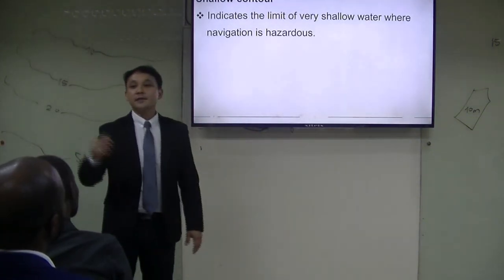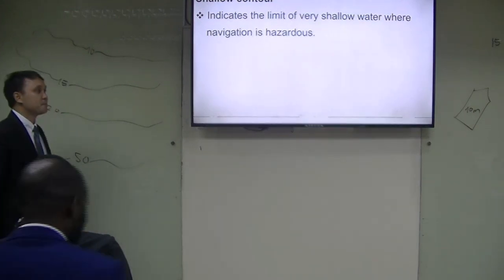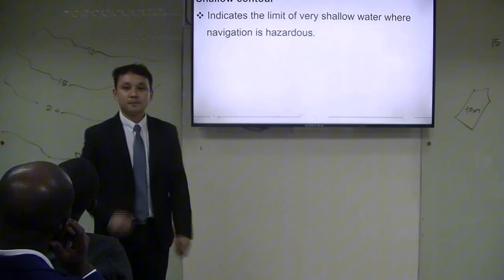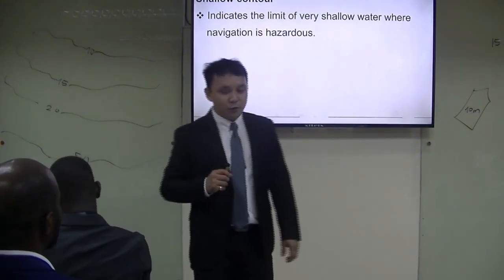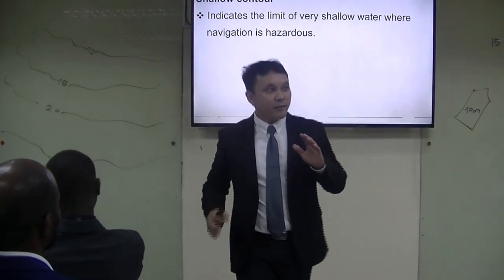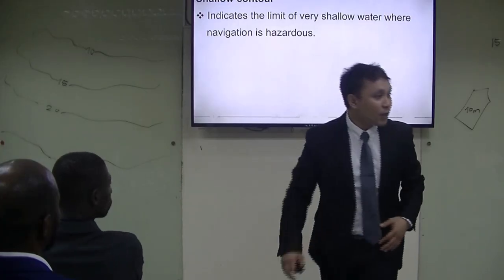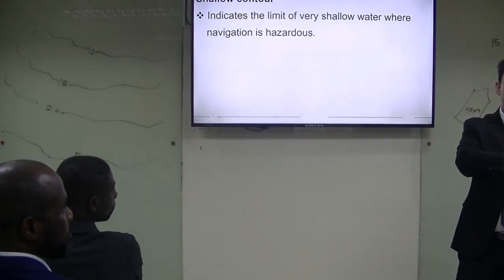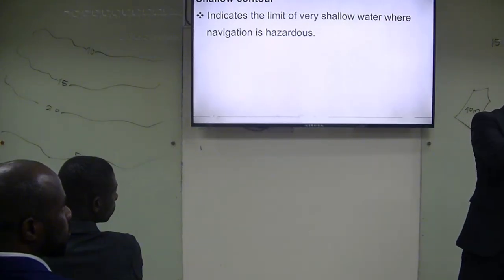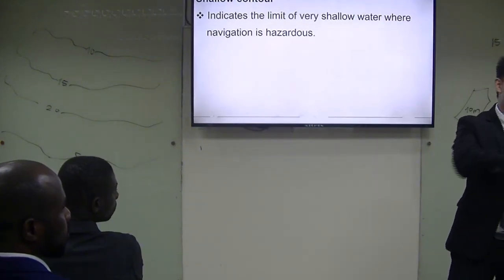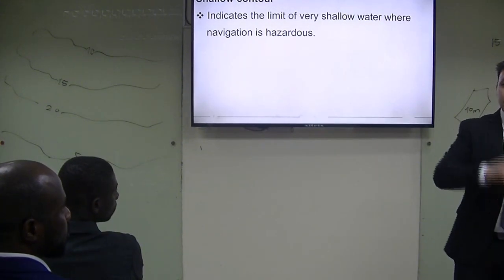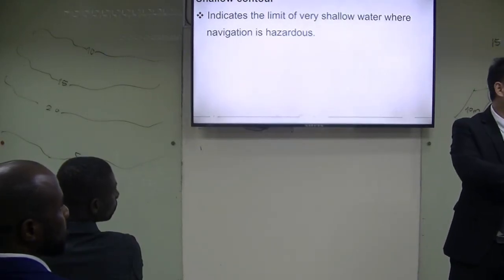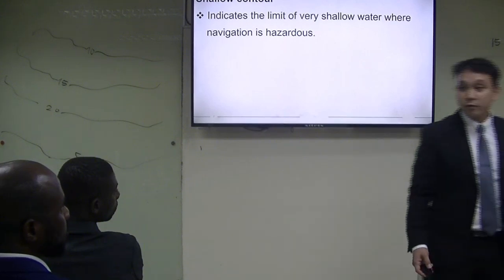Shallow contour. Sir Glenn, could you read? Shallow contour indicates the limit of very shallow water where navigation is hazardous. Okay, thank you very much. So a shallow contour is shallower than the safety contour. If I have the safety contour, I have now the shallow contour. If the vessel passes in this area, it is very dangerous for him. He should not pass this line. He has a precaution with the safety contour, but in the shallow contour, it's already dangerous. He may run aground already.